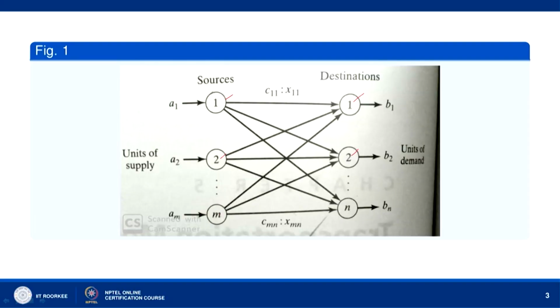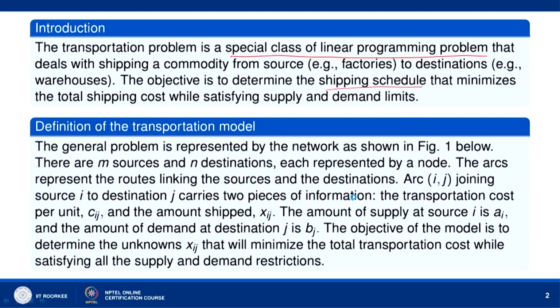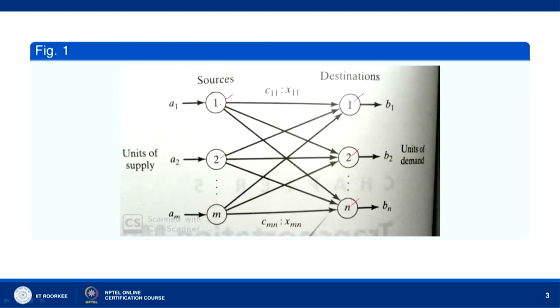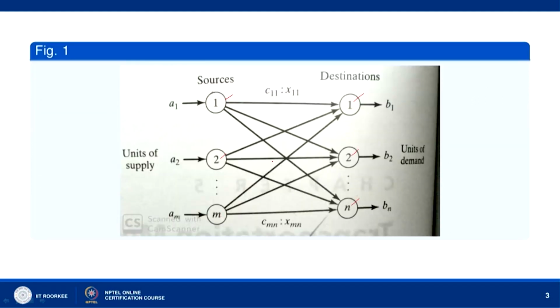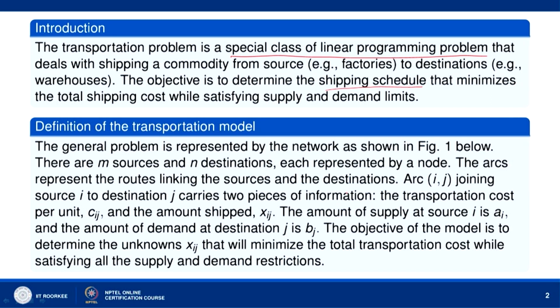The general problem is represented by the network as shown in figure 1. There are m sources and n destinations. You can see there are m sources, 1, 2 and so on up to m, and n destinations, 1, 2 and so on up to n. Each source and destination is represented by a node. The arcs represent the routes linking the sources and the destinations.